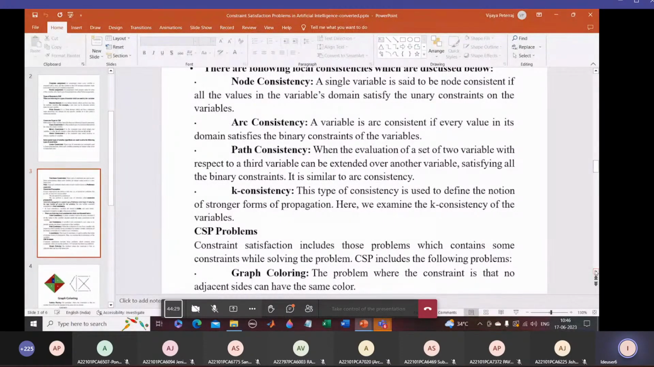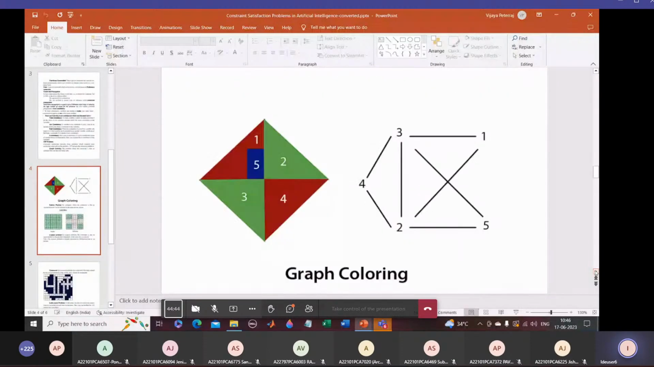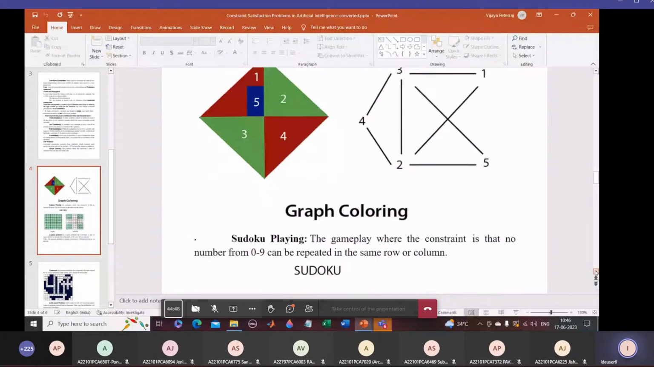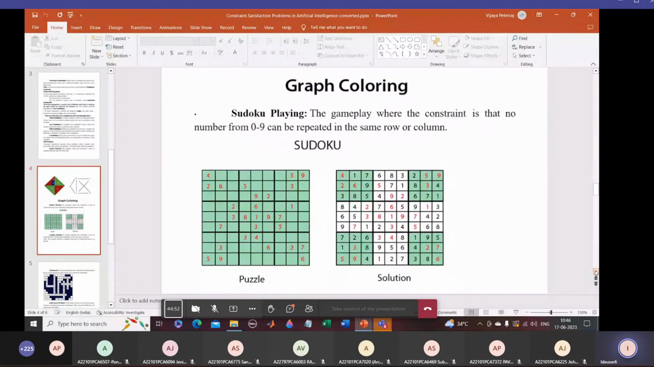Okay, so what is that relation? All those things. How the variable will be, how the domain will be, all those things. That is what we are seeing right now. And then the next one is what are the different CSP problems we have? So we have the graph coloring problems. That is, neighboring ones should not be the same. And then Sudoku playing.